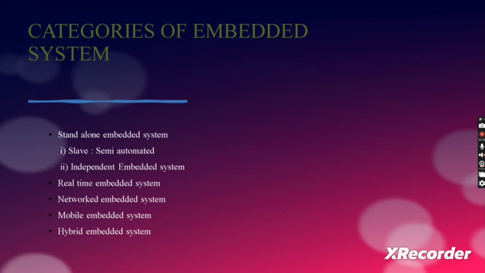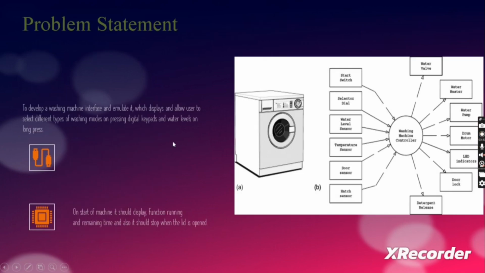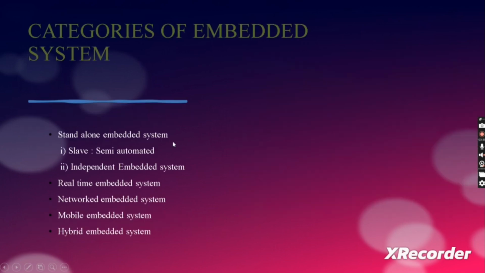These are the categories of embedded systems. First is the standalone embedded system, which means semi-automated and independent embedded systems. After that we have real-time embedded systems, networked embedded systems, mobile embedded systems, and hybrid embedded systems.